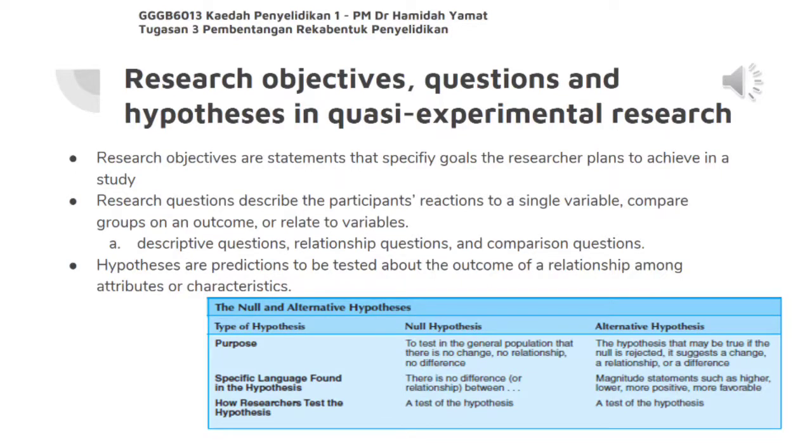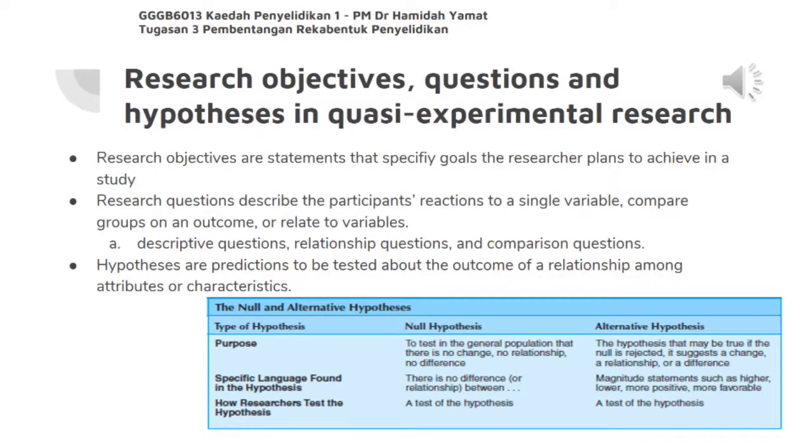In quasi-experimental research, the research objectives must be written, as well as the research questions or research hypotheses. In general, quasi-experimental research adheres to the conventions of writing and reporting a quantitative research. So, research objectives are written statements that specify goals the researcher plans to achieve in a study. For research questions, it describes the participants' reactions to a single variable, compare groups on an outcome, or relate two variables. There are three types of research questions that can be written, which are descriptive questions, relationship questions, and comparison questions.